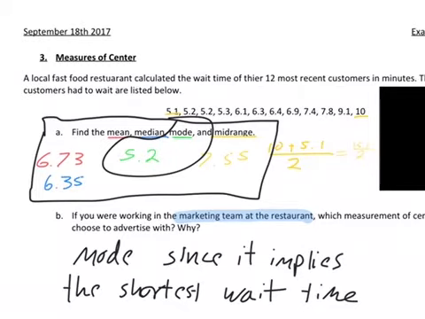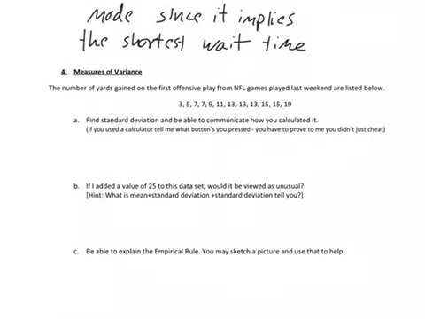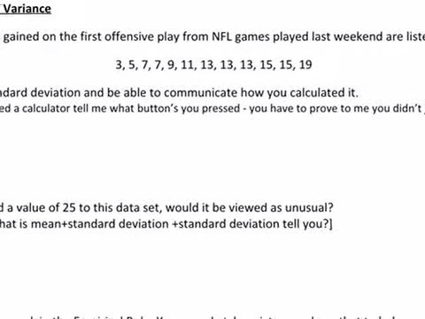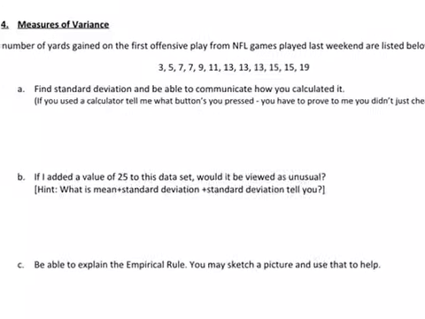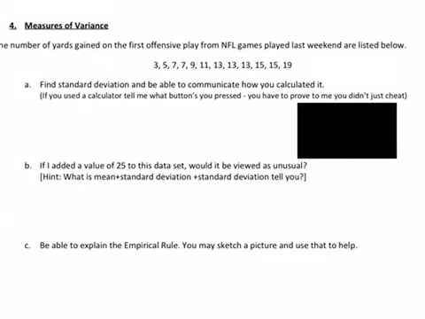All right, so the next question here is going to be referring to measures of variance. So now I've got a sample of some NFL games from last weekend, and I've got the number of yards gained on the first offensive play. Looks like it goes from 3, 5, up to 19. First thing, I want to find the standard deviation. I'm going to use the calculator to do this. You can do it by hand if you'd like, but that takes a very, very long time. So instead, I'm going to bring in a calculator.